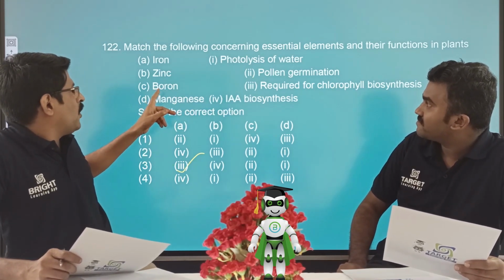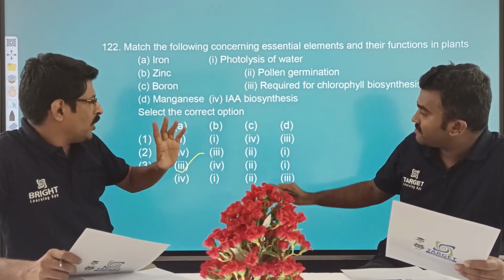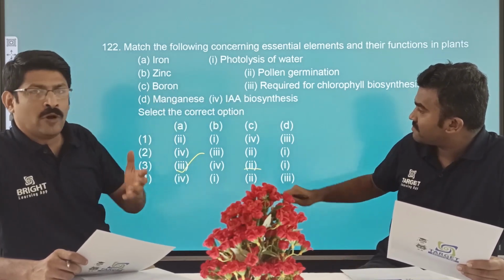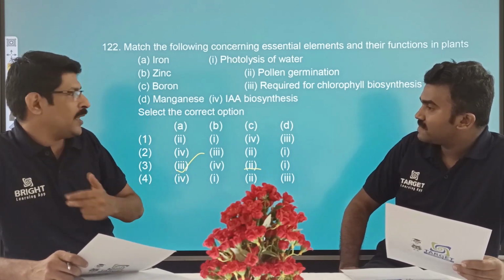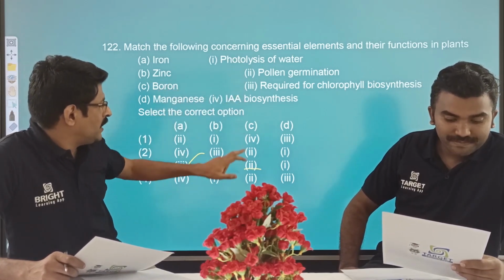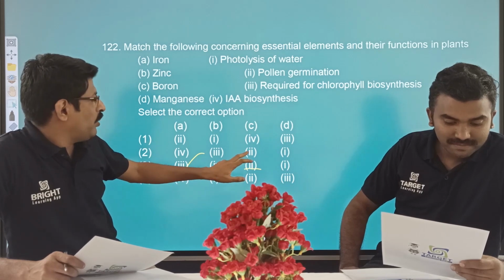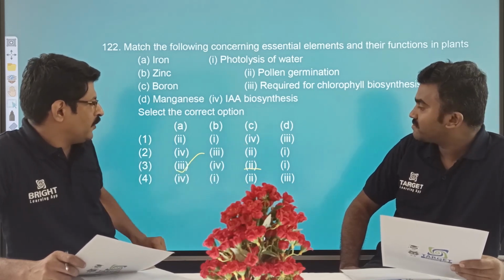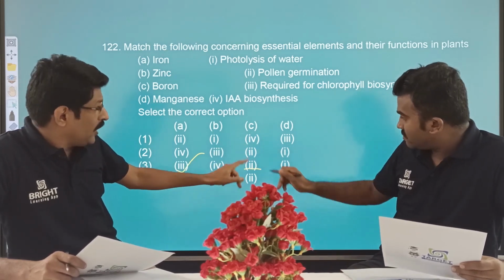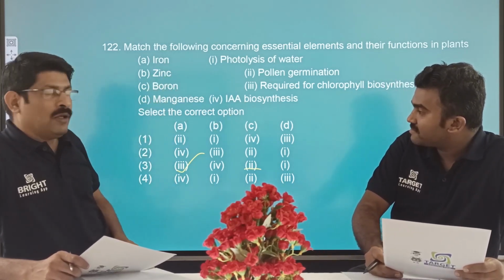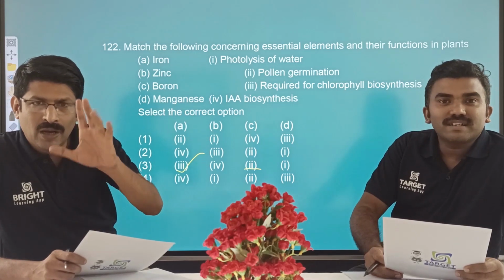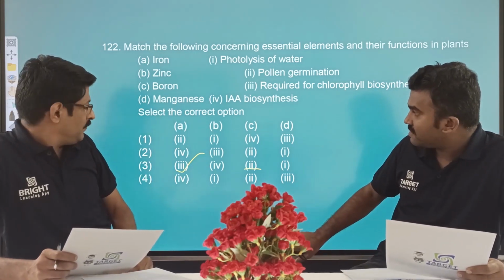The student who knows boron is for pollen germination, because students do the pollen germination practical in school in the CBSE classes. So boron with pollen germination is C2. There are two options, so there will be confusion. Three options are there. But with the one option they will get the first option itself and reach the correct answer. So the answer is 3.